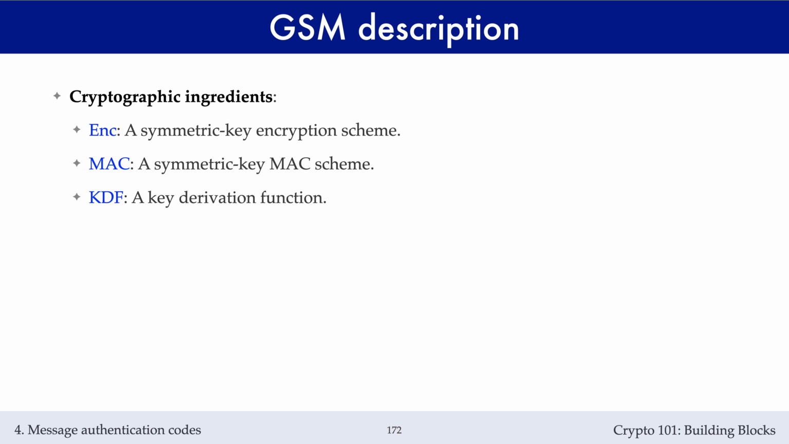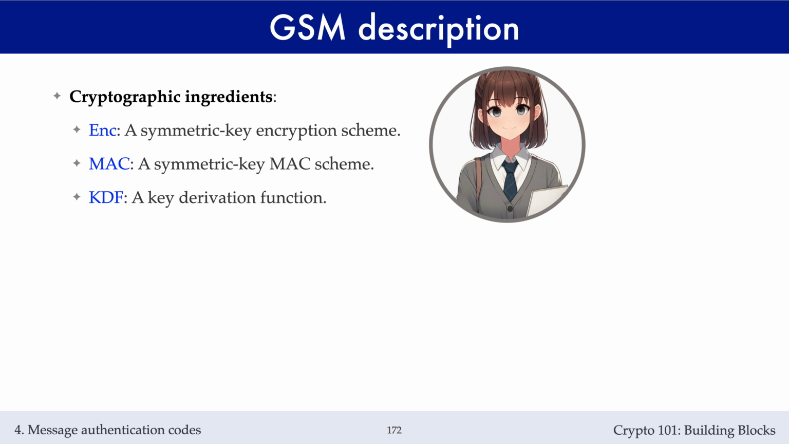GSM uses custom-designed cryptographic primitives, but the details are not relevant to this lecture. So think of AES as being used for encryption, HMAC for MACing, and an HMAC KDF for key derivation. Sorry for the interruption. I thought I would mention that 2G used the stream cipher A5-1, which in subsequent years was found to have numerous security weaknesses.